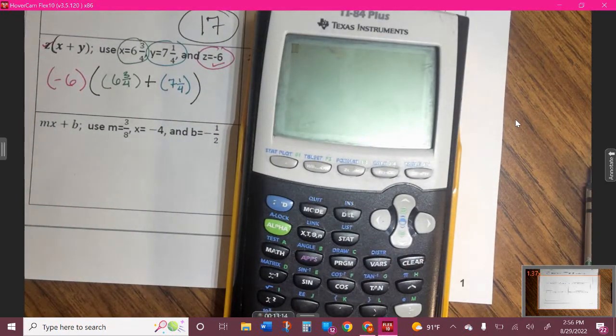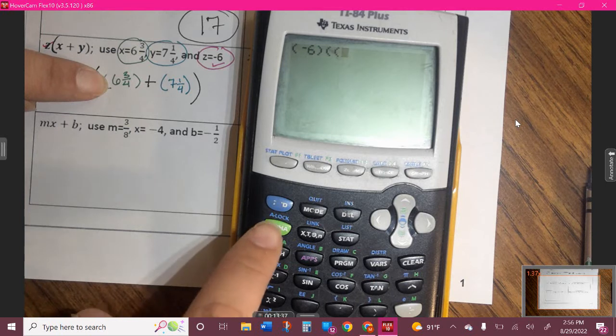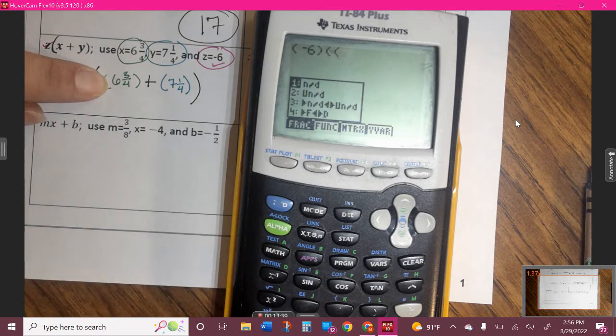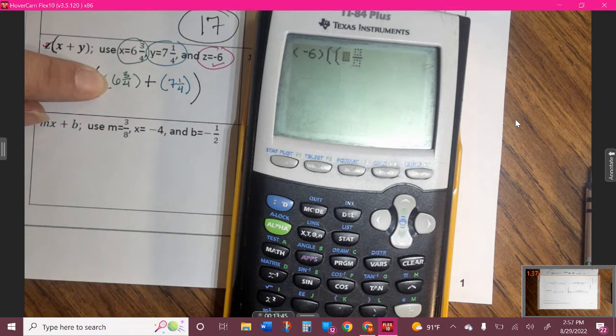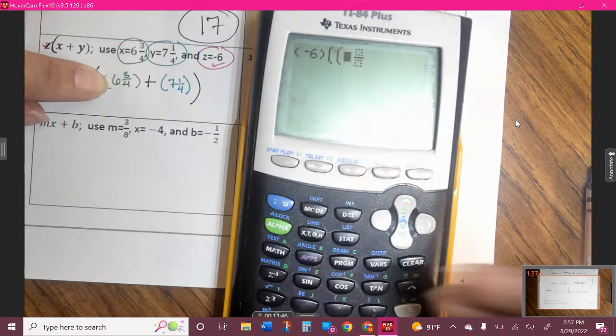So to type this in, this is a lot. We've got in parentheses, negative 6. When you have two parentheses beside each other, you guys know that means times. So does your calculator, so you don't have to hit the times button if you don't want. So I've got the first open parentheses. Now I'm going to type a second open parentheses, and then I can type in 6 3/4. To type in any kind of fraction, I'm going to start with alpha y equals. If I want a mixed number, we're going to hit the second one, UND, and it's got the mixed number thing all set up for me.